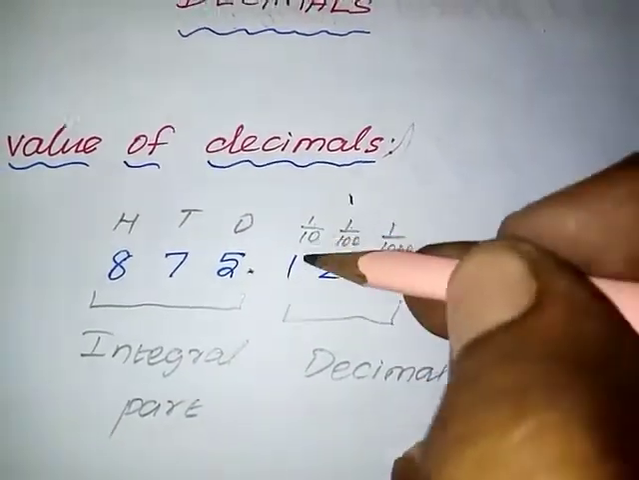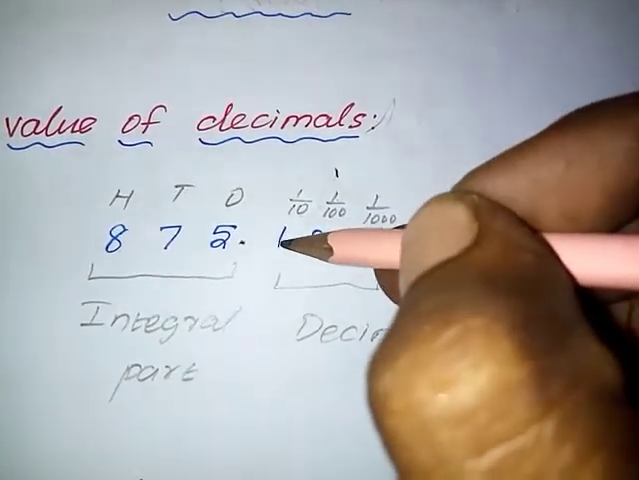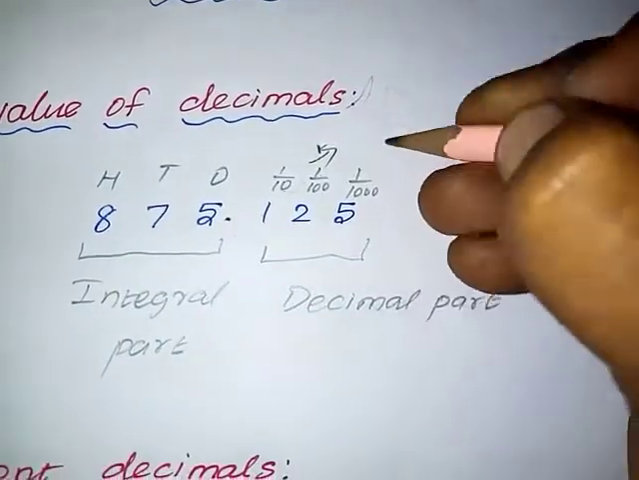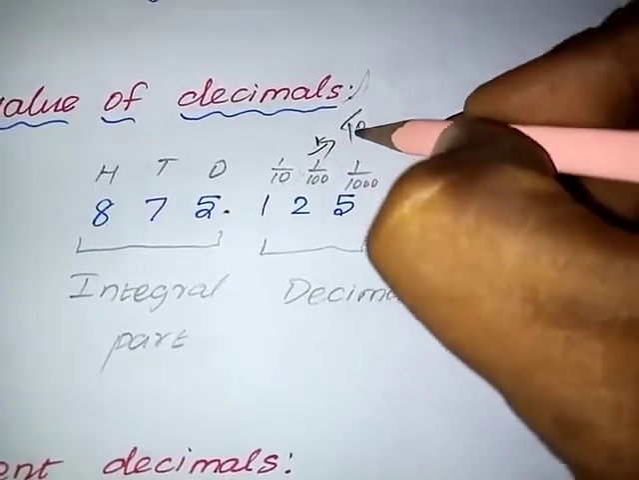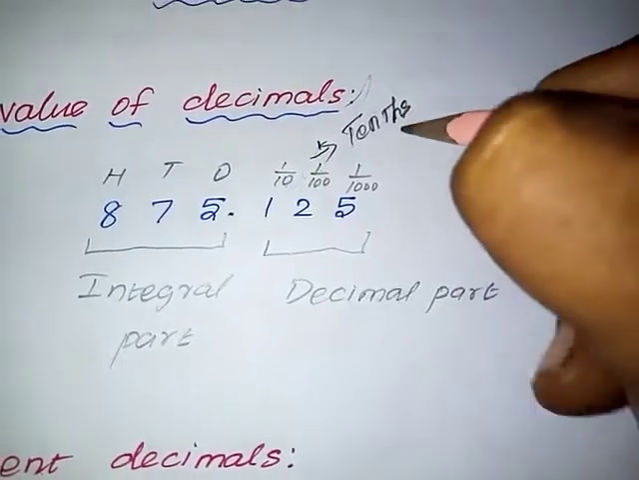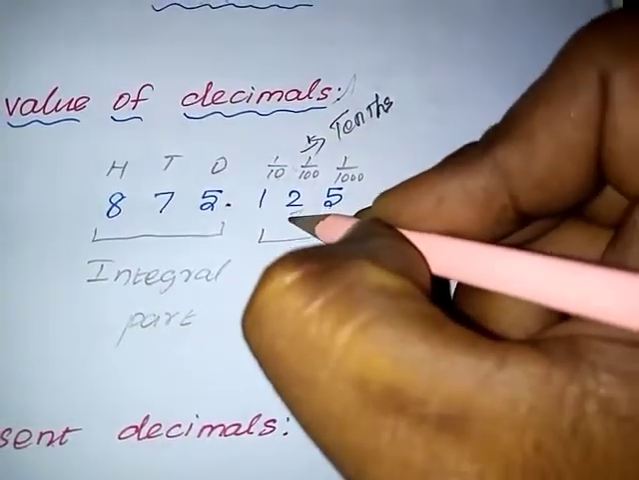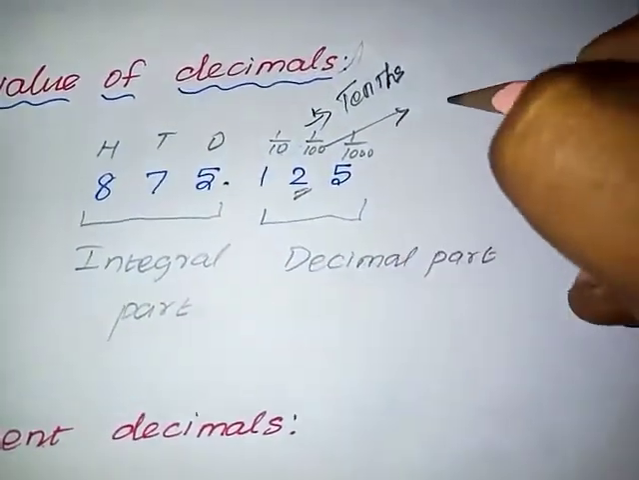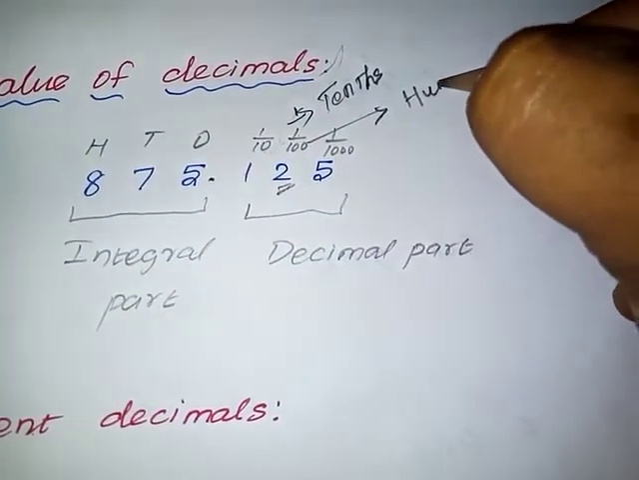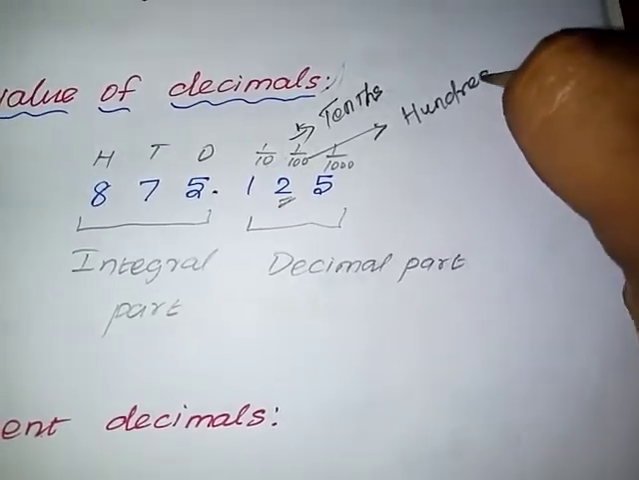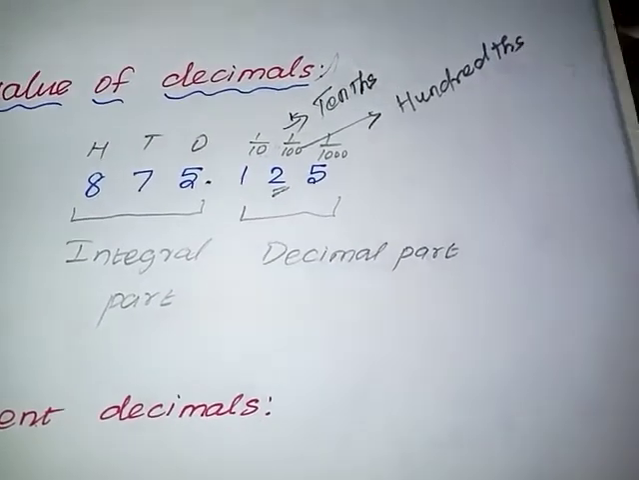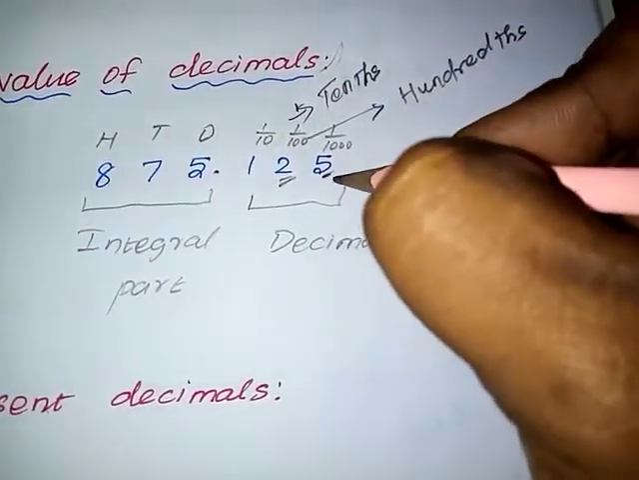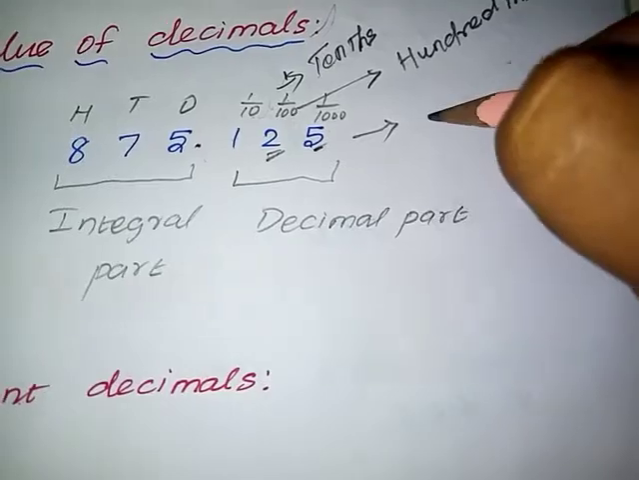In the decimal part, the first place is called 1 by 10. So that is tenths. So this place is called tenths. The second one is represented as 1 by 100. This 1 by 100 is represented in the place hundredths. And the third one is 5. So the place value of 5 is represented as thousandths.